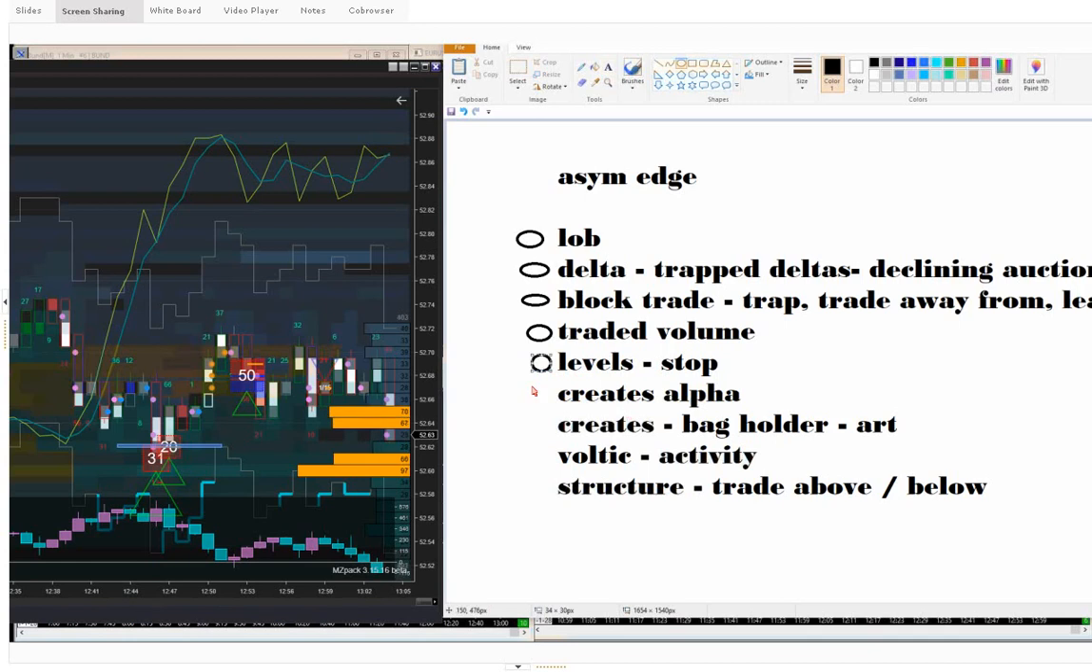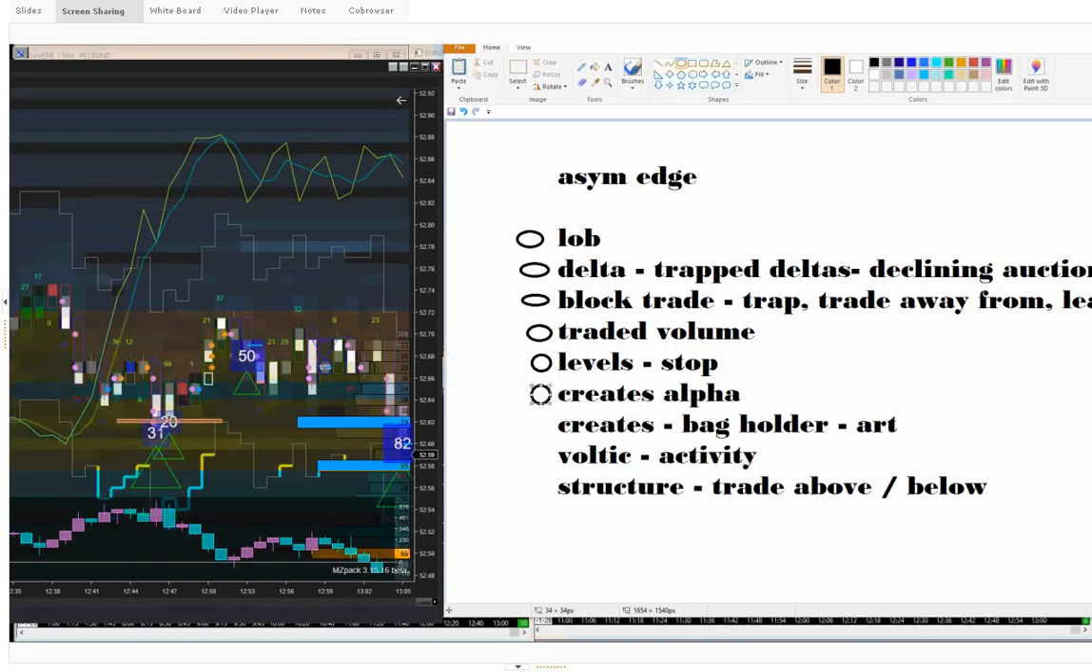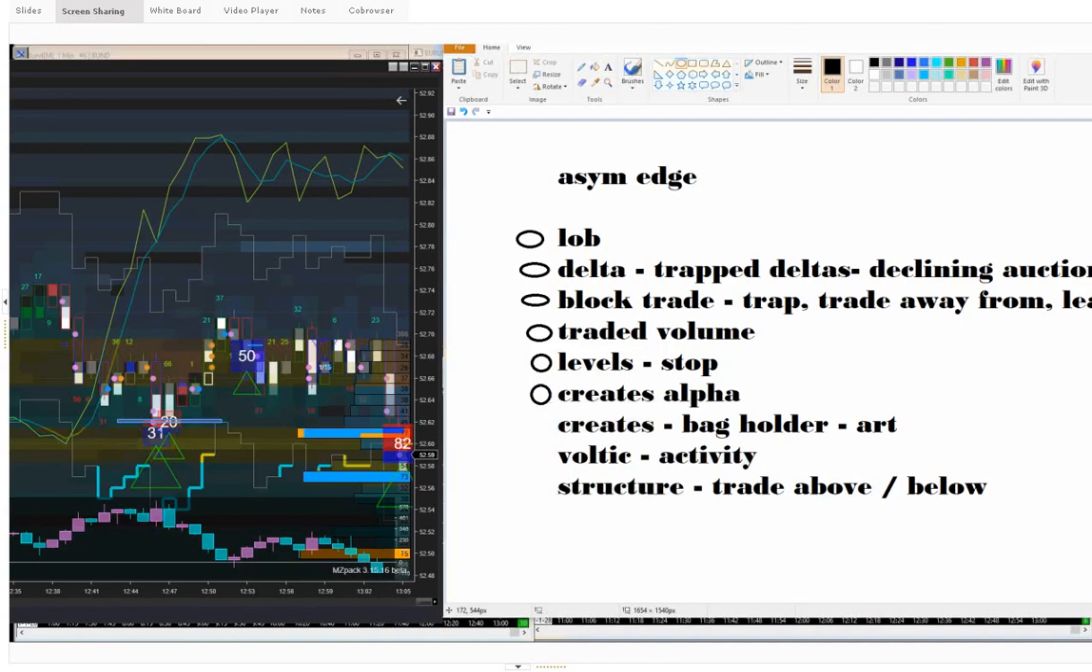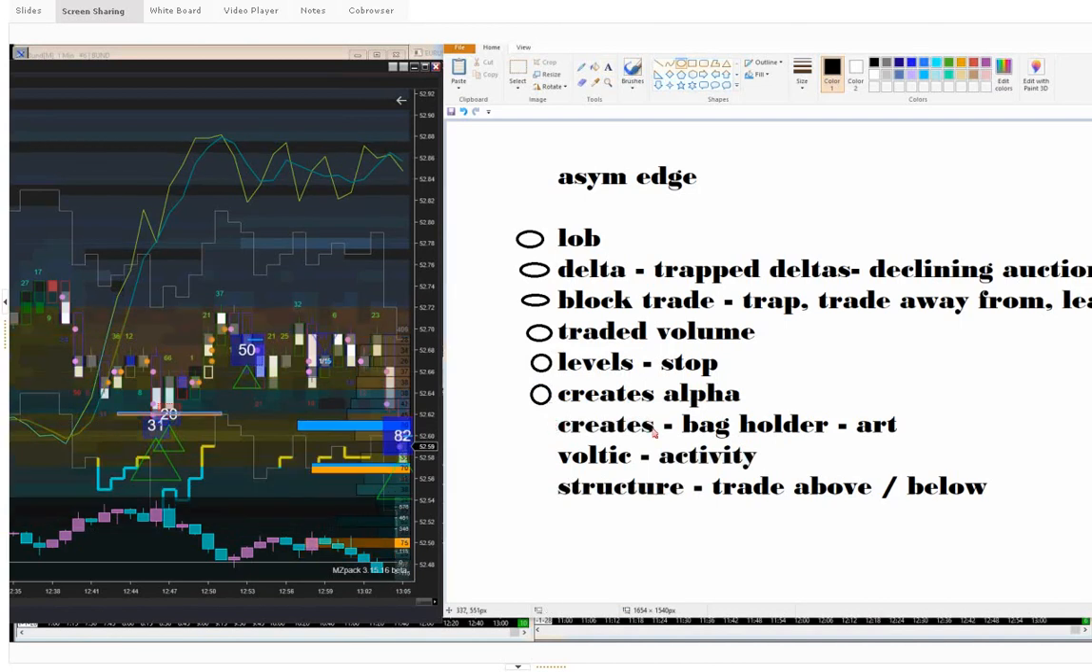Did it create alpha from that spike lower? Yeah, it created alpha when it spiked lower, didn't it? We just identified that when the price spiked lower here, it created a little bit of alpha on the spike. So when you look at that little spike there, you can see that it created alpha. Did it create a back holder?